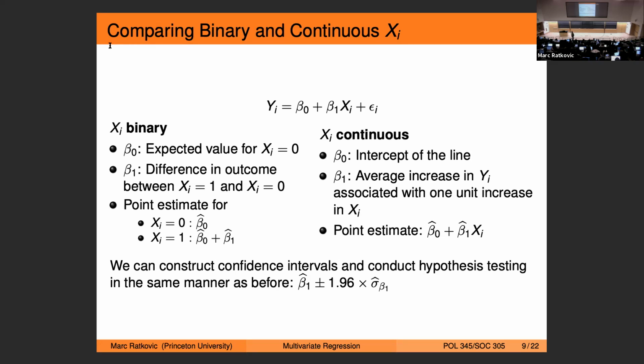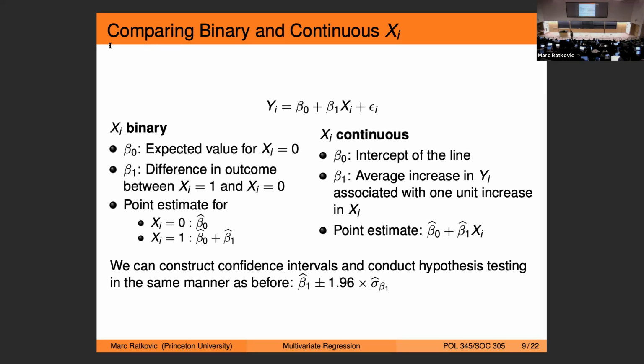So in this case, our point estimate for the outcome given xi is 0 is just the estimated intercept, beta hat 0. And the difference in means is beta hat 1. The estimated outcome if xi is equal to 1 is the estimated intercept plus the estimated beta hat 1. All right?